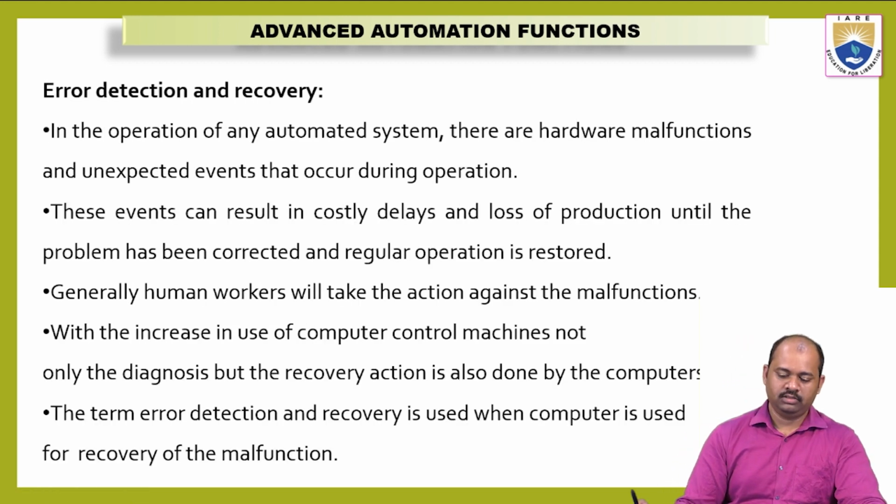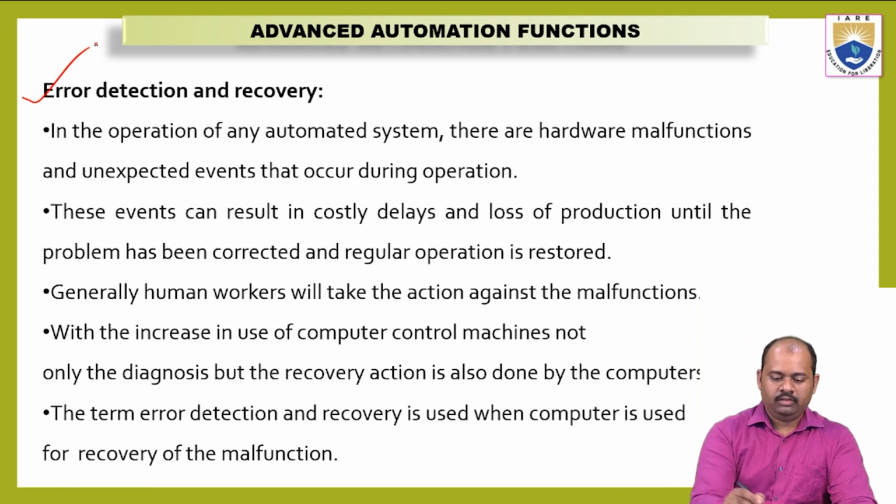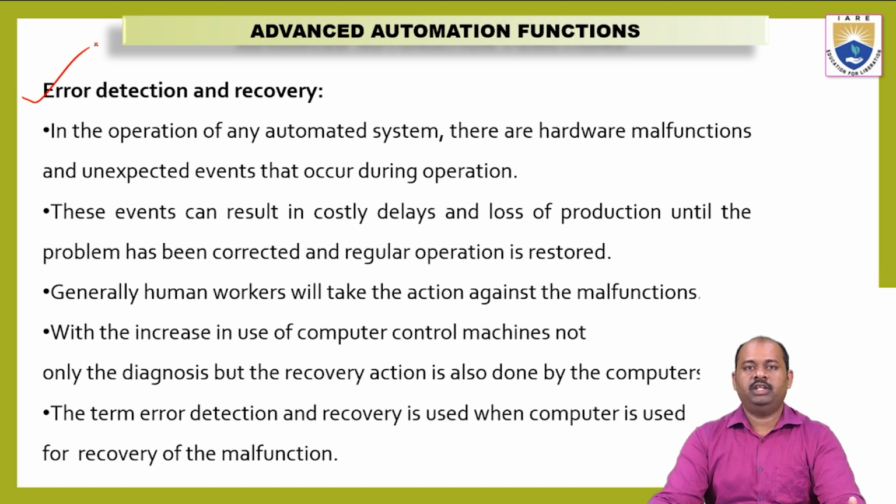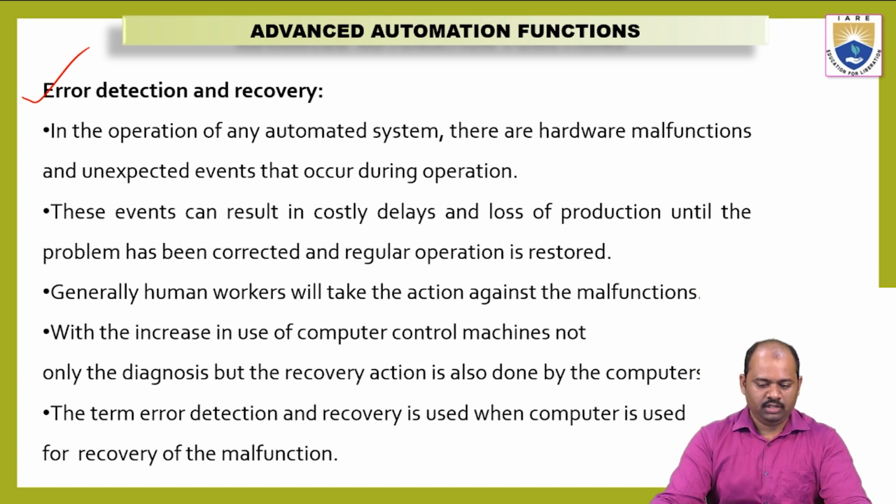Now next, another feature of the advanced automation system is error detection and recovery. In the operation of any automated system, there are hardware malfunctions and unexpected events that occur during operation. There will be some malfunctioning, some damages, and accidents occurring in the machines. These errors should be detected by the system.